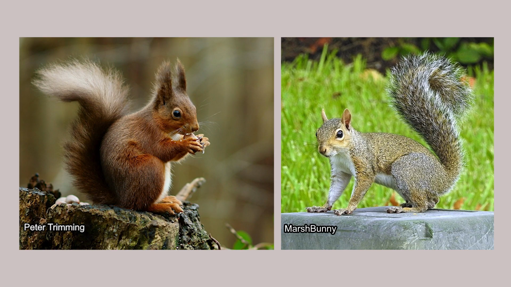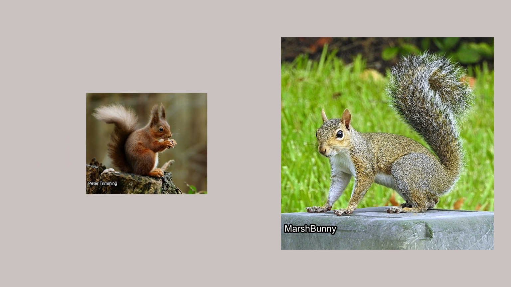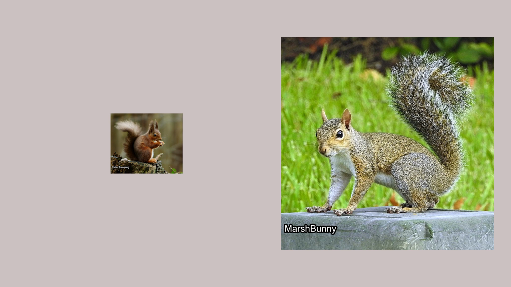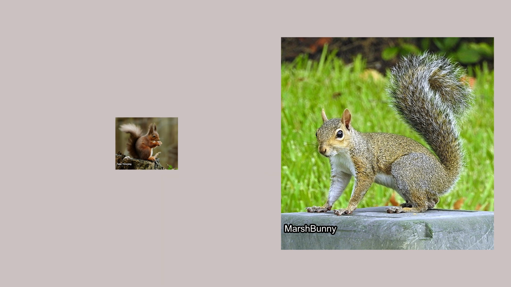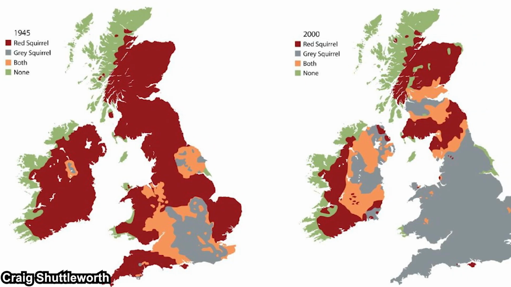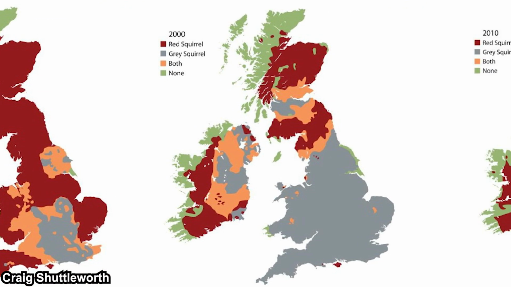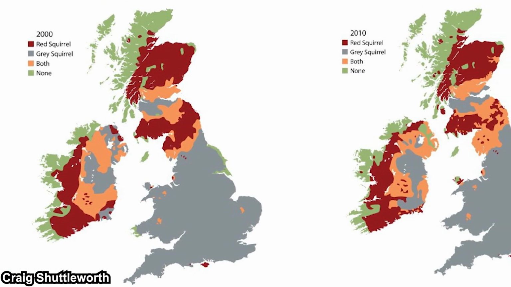The grey squirrel outcompetes the red squirrel. They are bigger, they eat more, they breed faster, and they even carry disease that eradicate the red squirrel. In some areas, grey squirrels even completely replaced the native red squirrels.